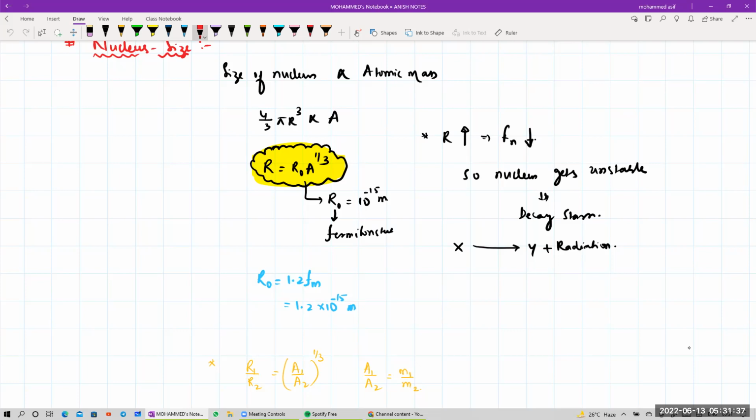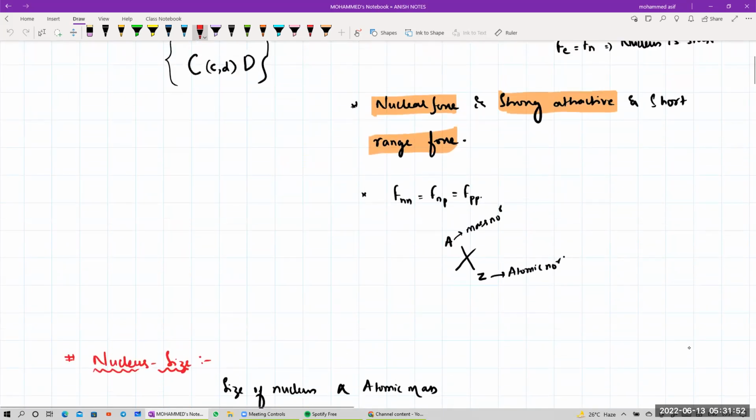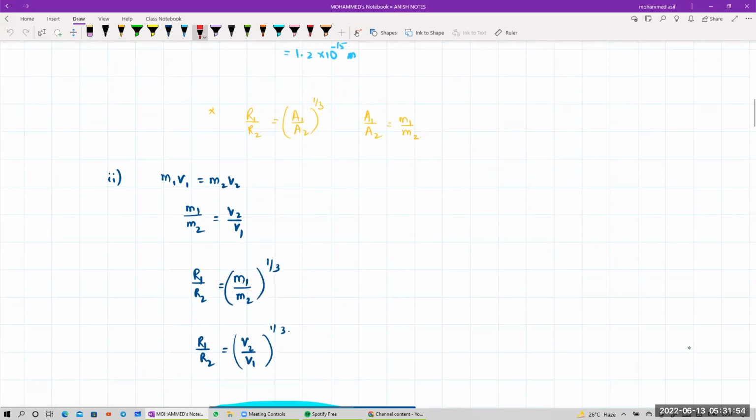Got it? How much Fermi? 1.2 Fermi. I told you it is 1.2, and 1 Fermi is 10 to the power of minus 15 meters. Now, what is the relation between the radius and your mass number? R1 divided by R2 is equal to A1 divided by A2 to the power of 1/3. Or A1 by A2 is also directly proportional to your mass, that means mass to the power of 1/3.